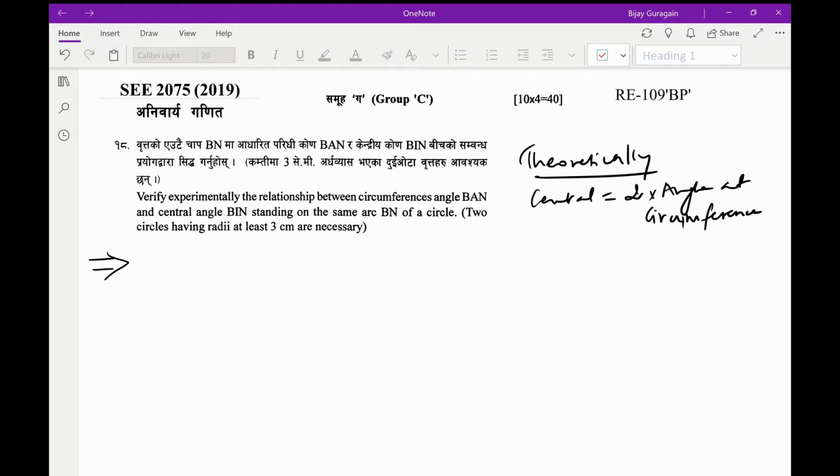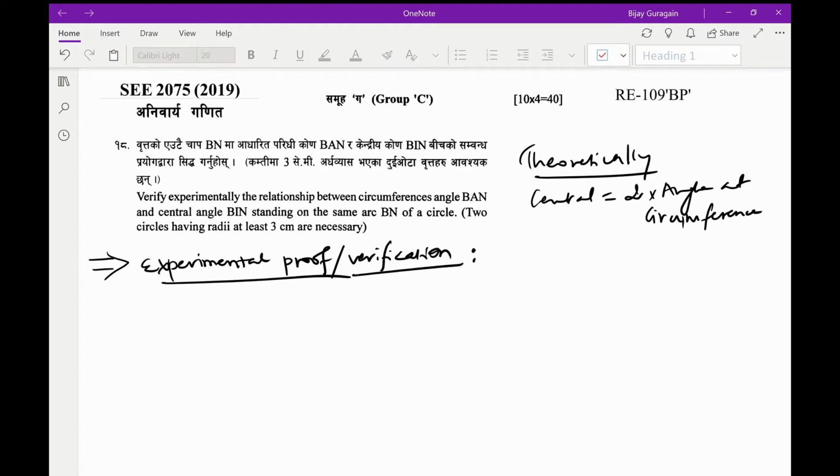Now we should prove this experimentally. So here we should write experimental proof, or experimental verification, whatever you can write. Now let us do it. So what are the procedures here for experimental verification? Procedure: first step is draw two circles.